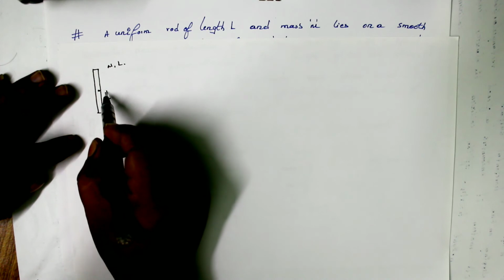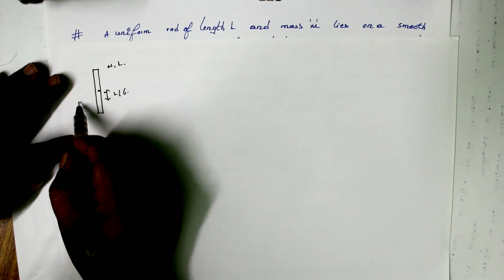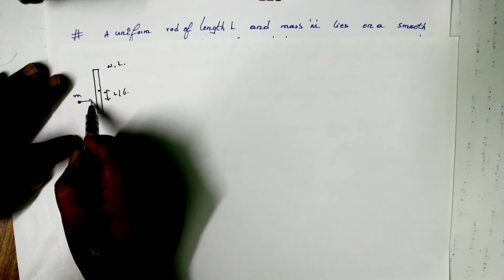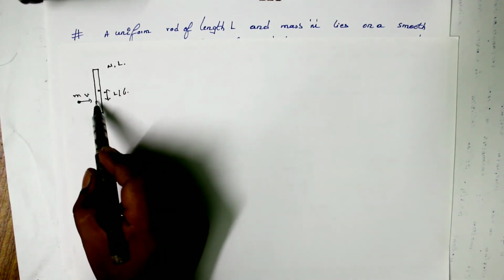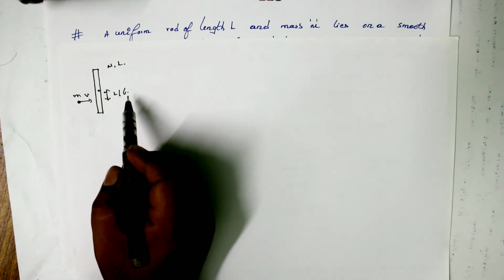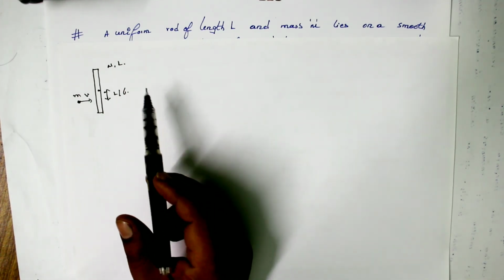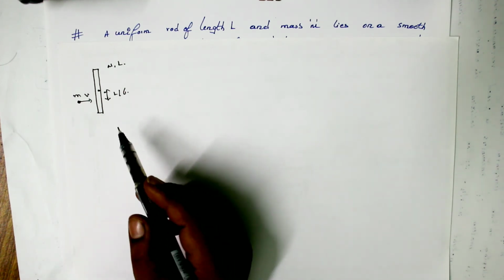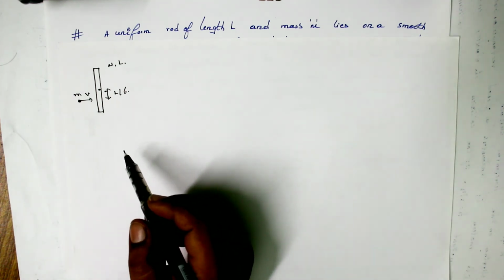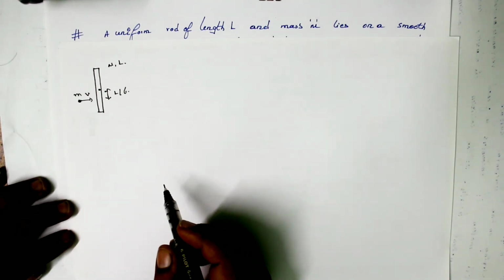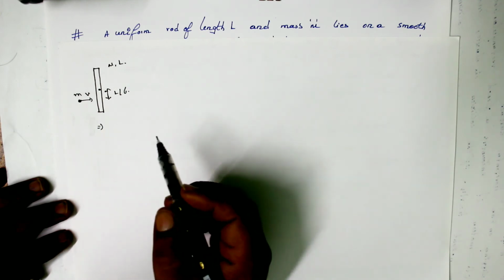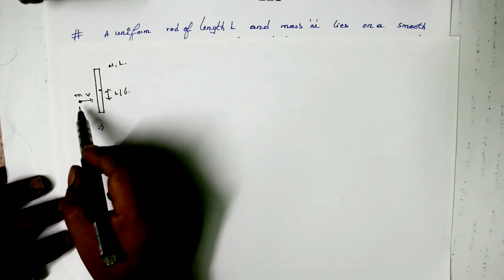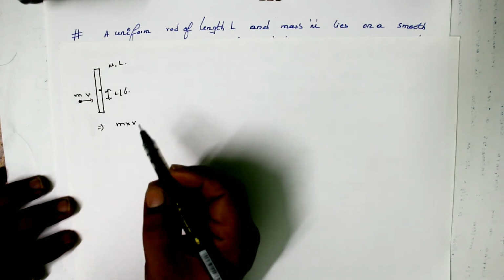At a distance of L by 6, this particle of mass m strikes with a velocity of v, and after striking it gets attached to this rod and moves along with it. Again the axis of rotation is not fixed in this condition, so I can use the law of conservation of linear momentum. Total initial momentum is equal to total final momentum. Initially only this particle had linear momentum, which is m into v.